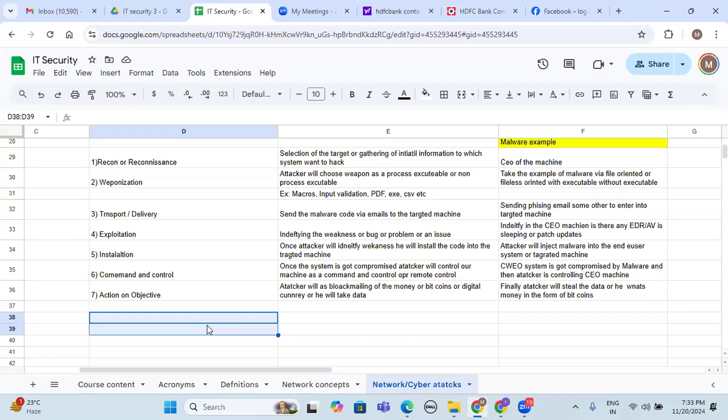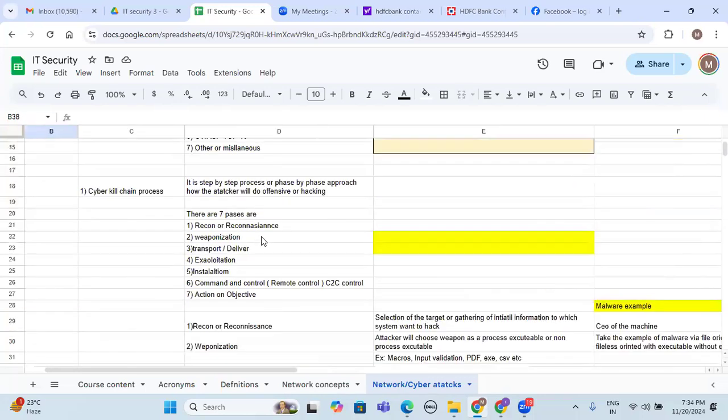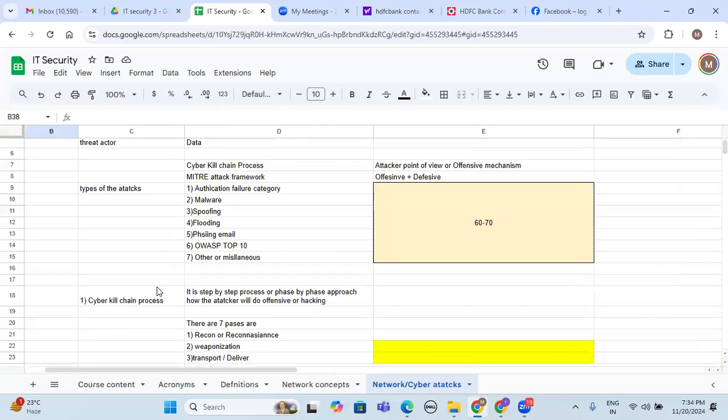That is about the overall cyber kill process. The attacker will follow these steps to compromise the system. Then he will ask for money or data or currency or bitcoins or digital currency and so on. How the attacker does hacking is called the cyber kill process. Okay. This is one framework also. The cyber kill process is also called a framework because we are following this framework.